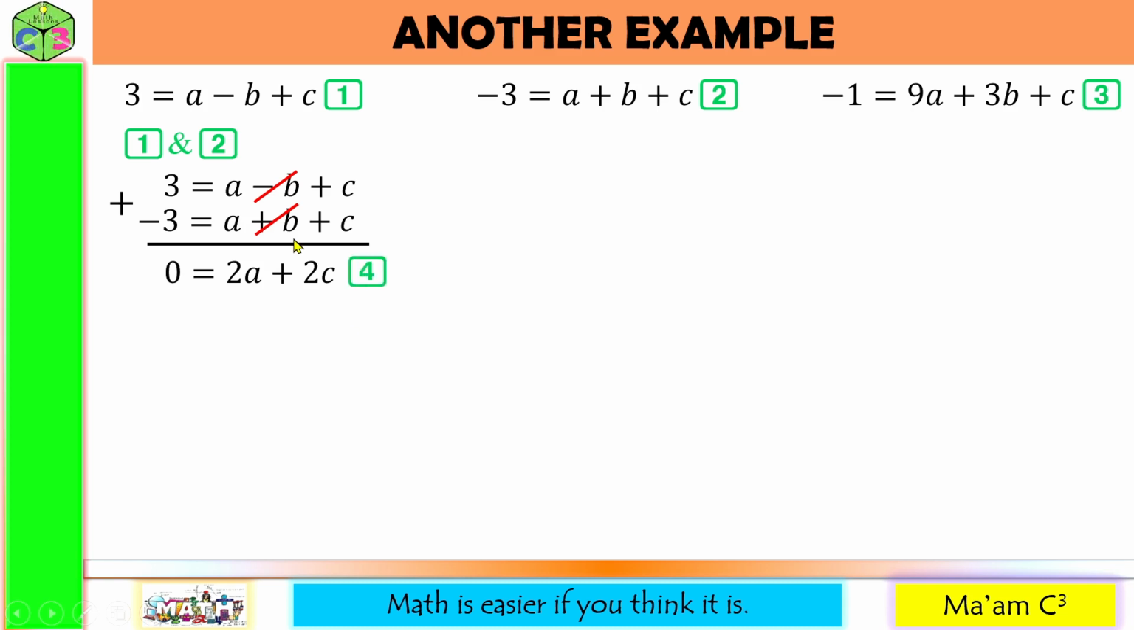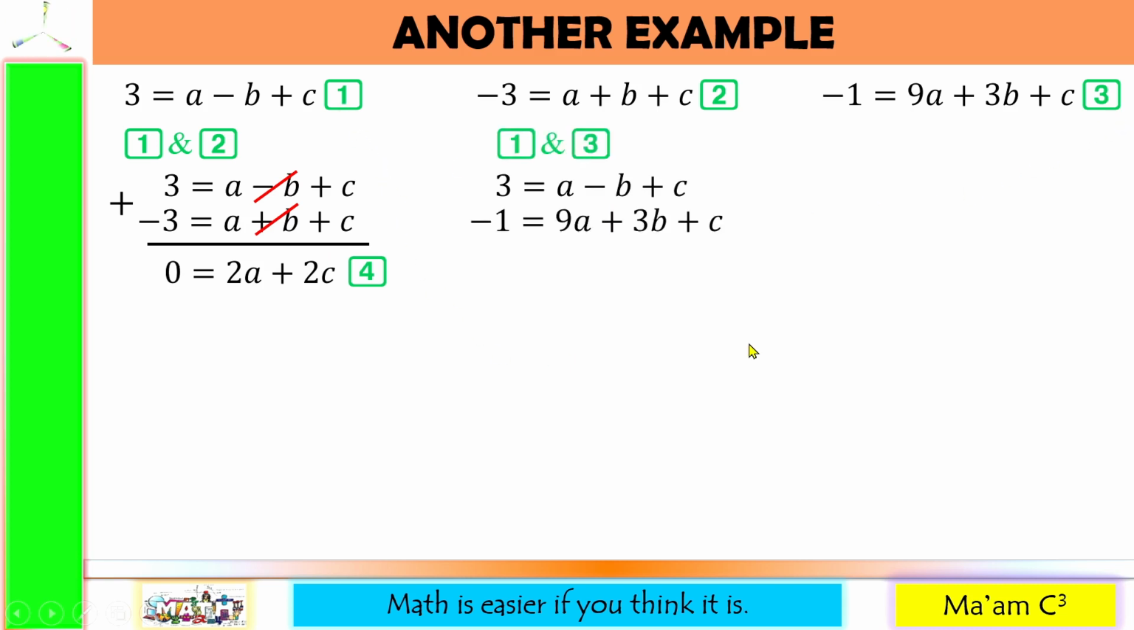I will choose again two equations. This time, let me choose 1 and 3. Since I eliminated variable b in equation 4, I am also going to eliminate variable b in these equations. How am I going to do it? The numerical coefficient of b here is the invisible one, while in here is 3. To eliminate b, they should have the same numerical coefficient. So what I am going to do is to multiply both sides of equation 1 by 3.